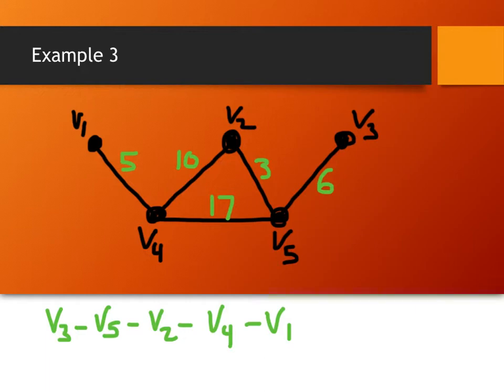By the way, the weight that you get traveling this path, what would that be? 18 plus 6 is 24. 24 for your weight. Okay? So that's the best way to do that.